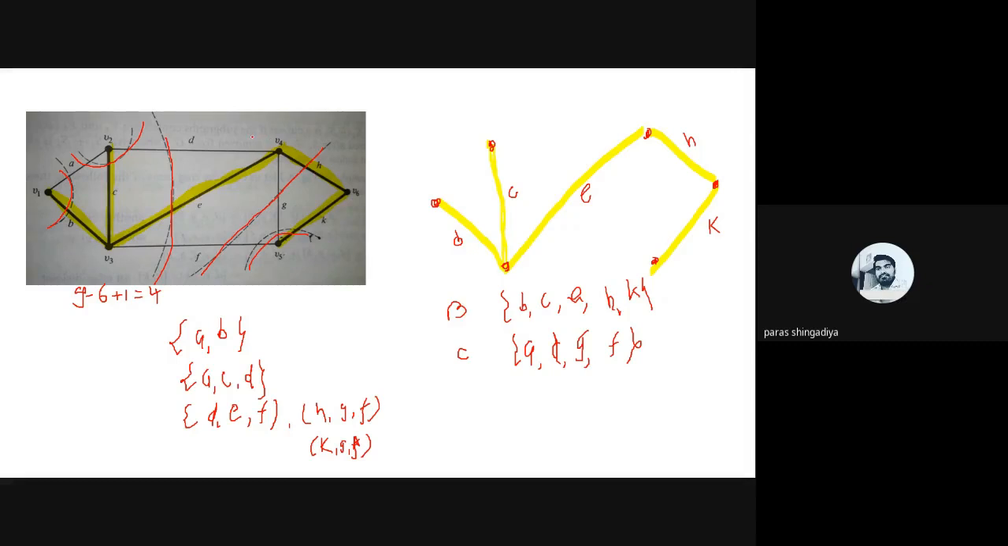But we cannot consider D, E, G, H. This is not a fundamental cut set. Okay, where V4 is disconnected. It is a cut set, but not a fundamental cut set. Why? Because it involves two branches. Which two branches? E and H. D, E, G, H is not a fundamental cut set. You also cannot consider B, C, E, F as a fundamental cut set.